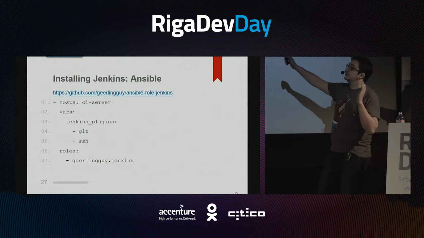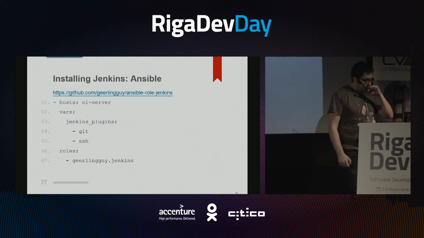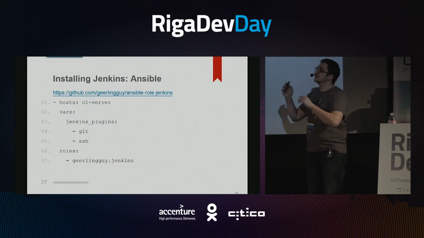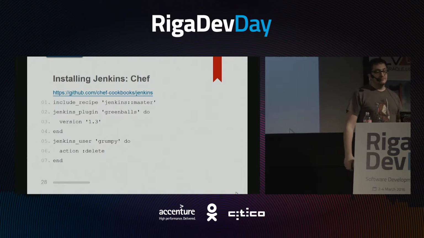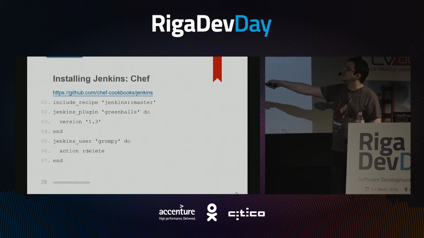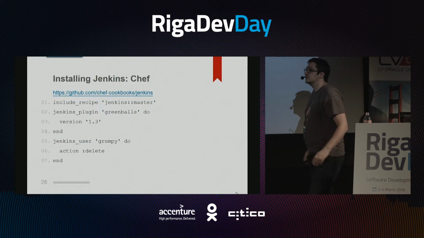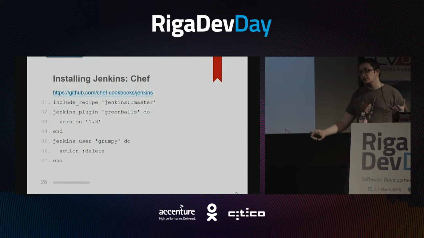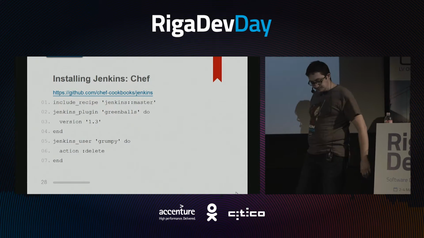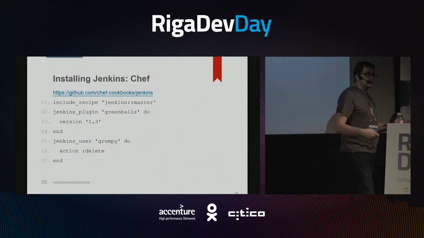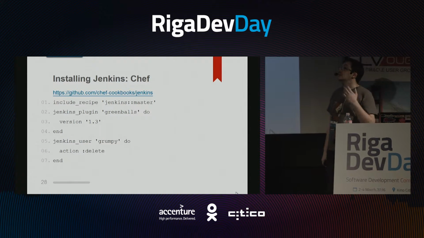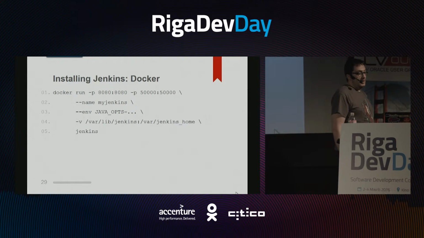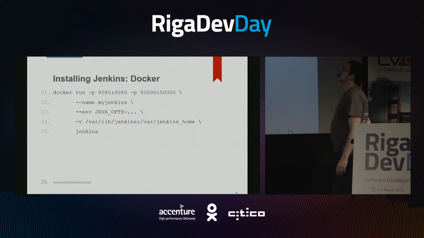The same goes for Ansible. There's a plugin for that which can help you out with configuring plugins and different stuff. The same goes for Chef. You can configure users, configure plugins, configure the Jenkins master. So provisioning tools help us maintain a complex configuration. And the more components you have in your Jenkins, the more build tools, the more plugins you use, the more benefits you'll get from this kind of setup using provisioning tools.